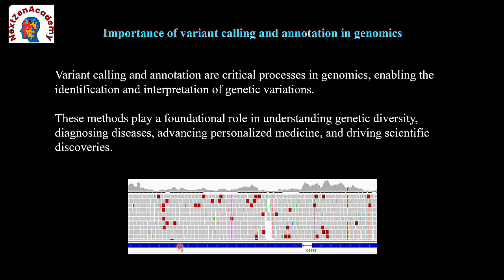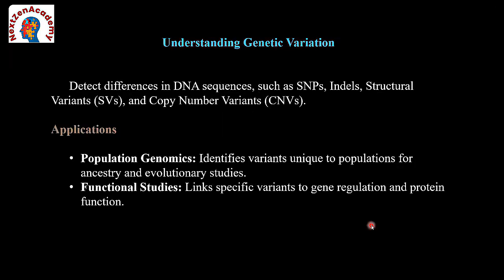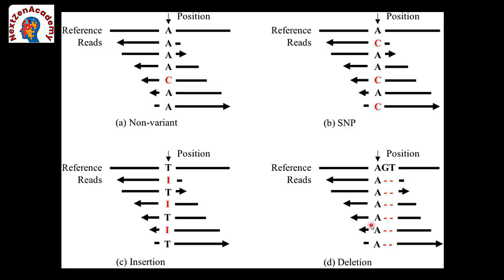Once that has caused the disease, we need to diagnose what type of disease it is, how we can advance personalized medicine for complex diseases, and how we can drive scientific discoveries happening in real time. To know all this, variant calling and variant annotation are very important.